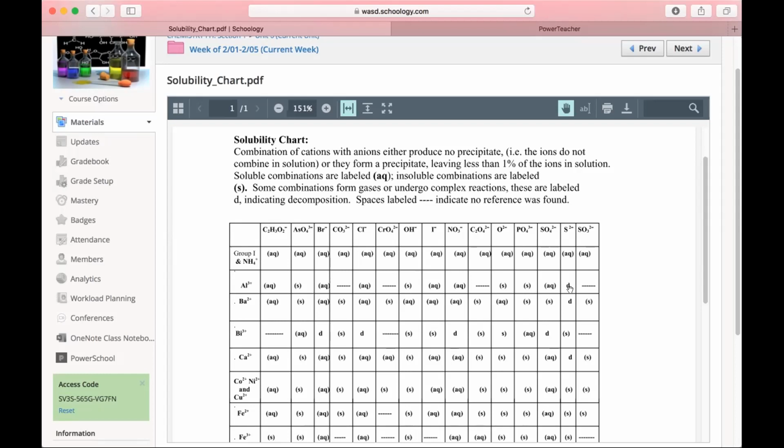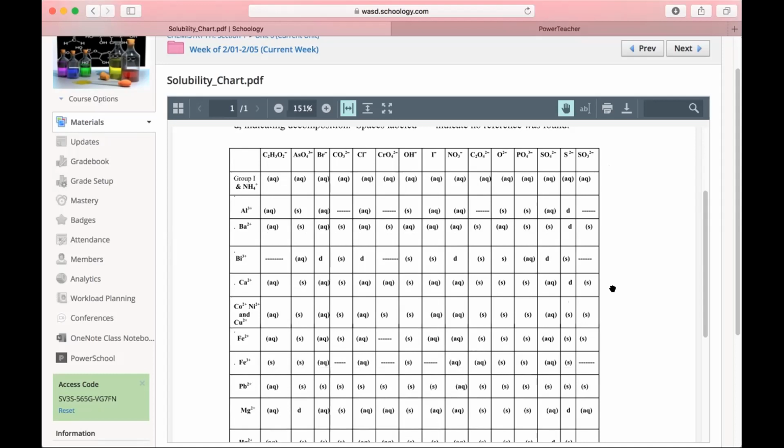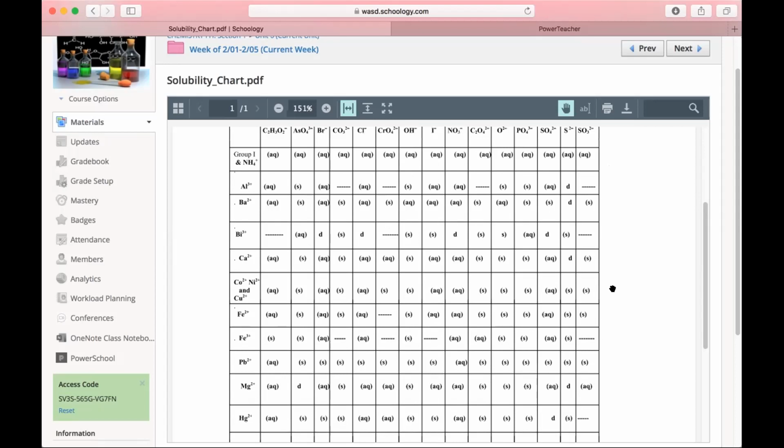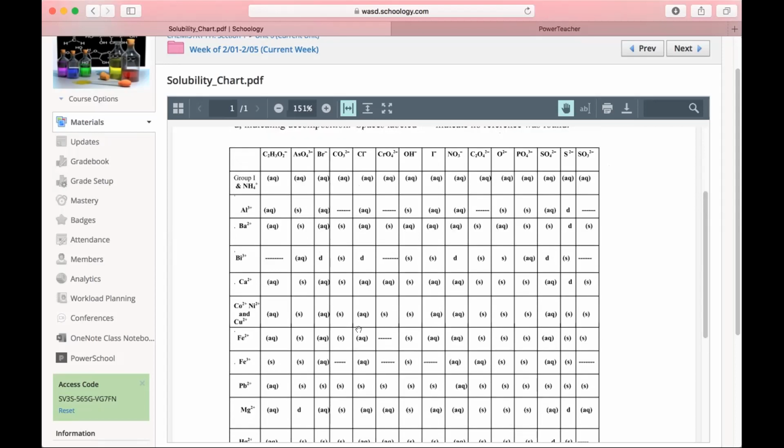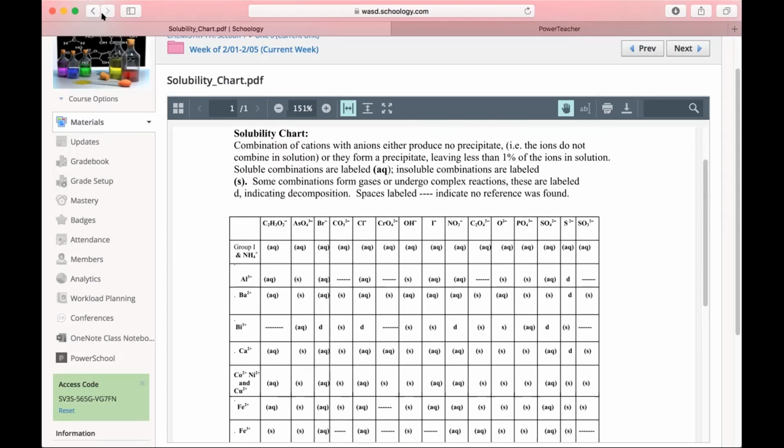Those are non-reactive with each other. It doesn't form a solution. Neither solid aluminum nor solid sulfur are soluble in water. So you're not going to get ions of aluminum or sulfur, or you end up with not really anything. So the D's aren't really going to be an issue for us. Same with the things that are dashes. Those are also compounds that don't form. What you really care about are things that say S and AQ.